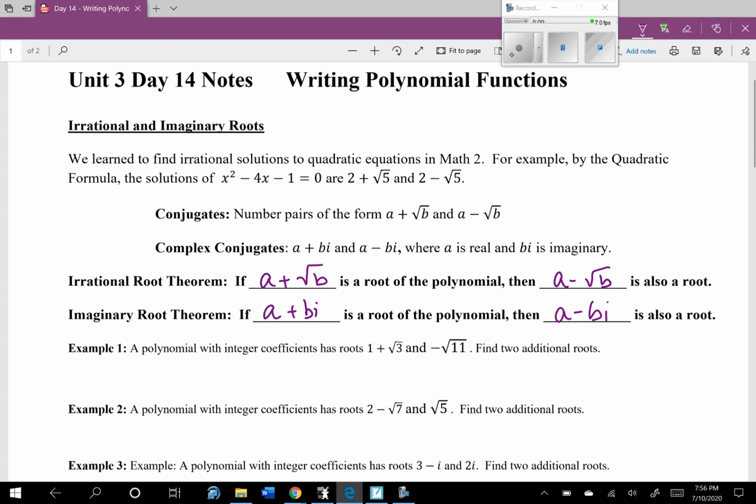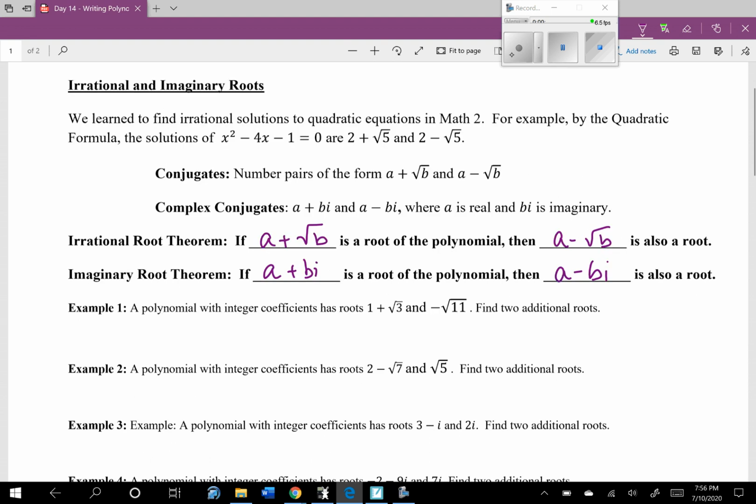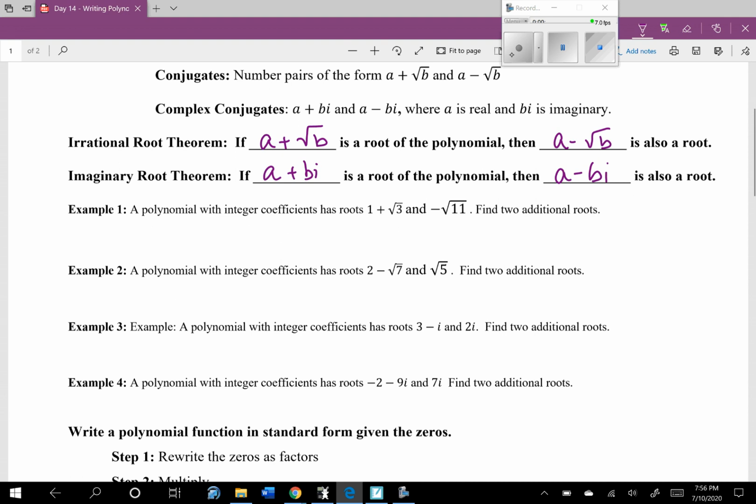So for the first example, it says a polynomial with integer coefficients has 1 plus root 3 and negative root 11. Find two additional roots. So that means that, of course, 1 minus root 3 is a 0. And remember that the way that we write this would actually be 0 minus root 11. So that means 0 plus root 11 is the other root. So positive root 11.